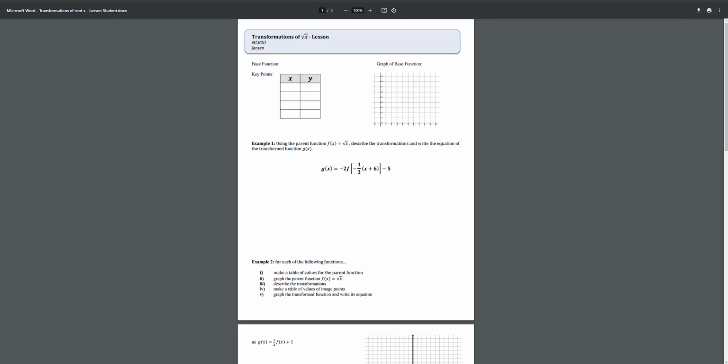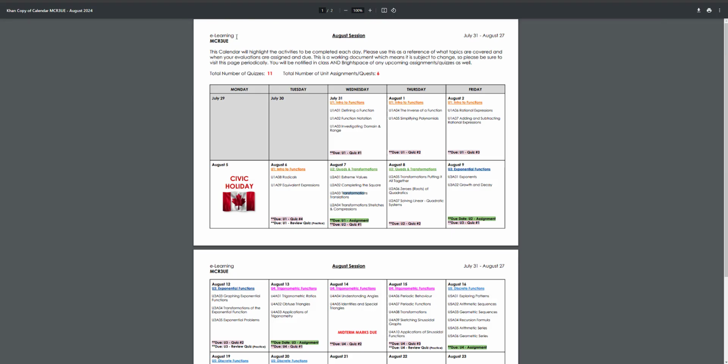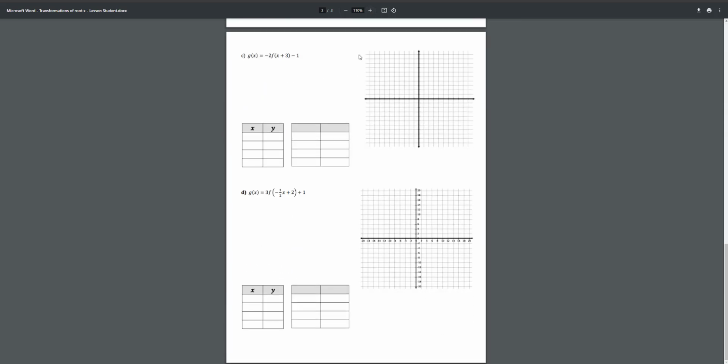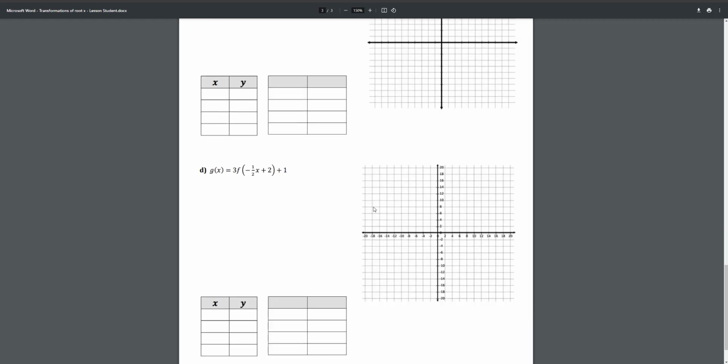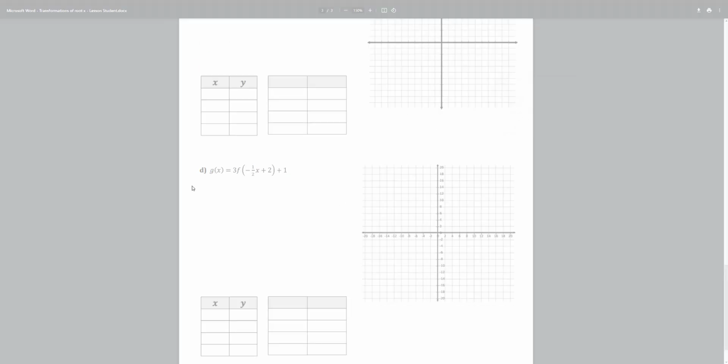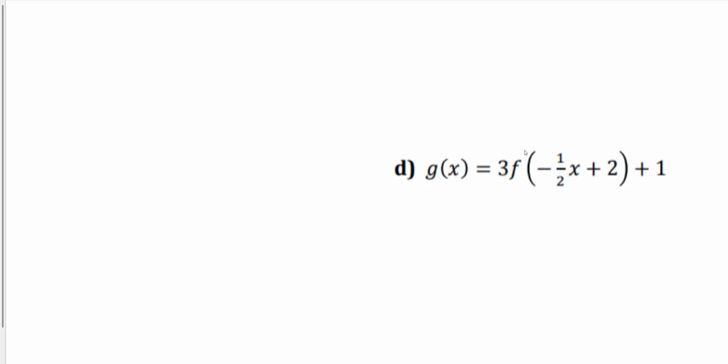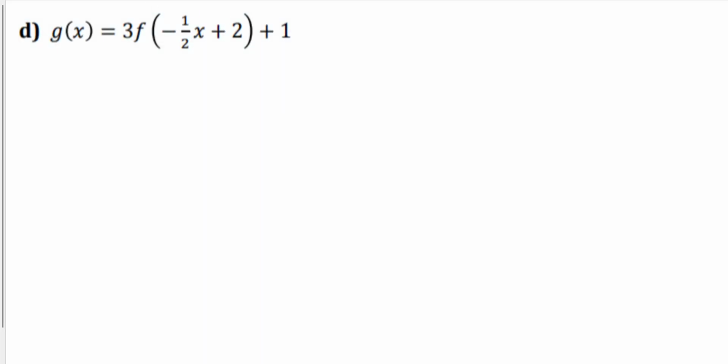Okay, let's close all these. So let us do a question. Let's do a question like this. So here we have function notation, and my g of x is my transformed function, and f of x is my parent function. If you don't know what a parent function is, it's the original function.